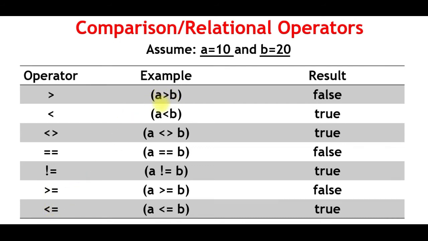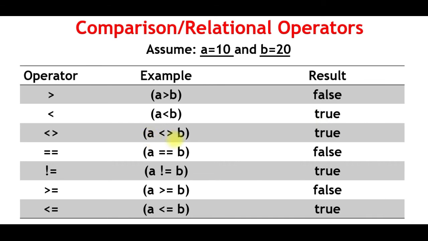So first, let's evaluate: is A greater than B? What was the value of A again? 10. B is 20. So is 10 greater than 20? Meaning, is the value of A, 10, bigger than B? So, is 10 greater than 20? The answer is false. Next is A less than B, or is 10 less than 20? Meaning, is 10 smaller than 20? So, the answer is true.